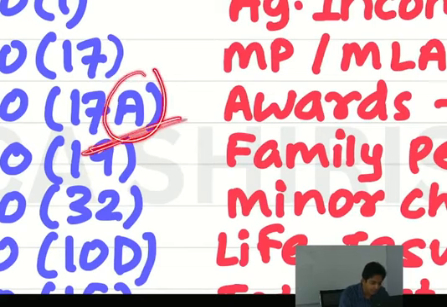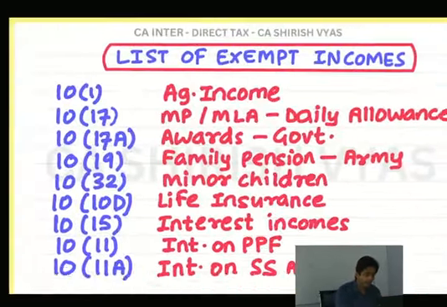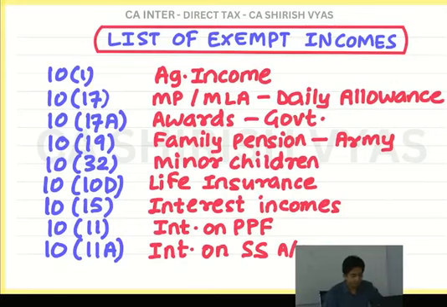A will remind you of award. A for award. 17 will remind you Satra pe khatra, khatra se government. Government ke log, government ka award. Okay. Then family pension. You know, you watch movies.